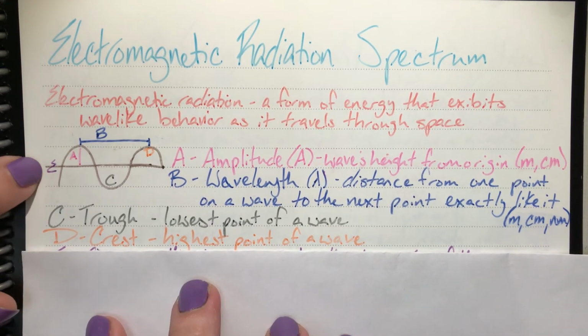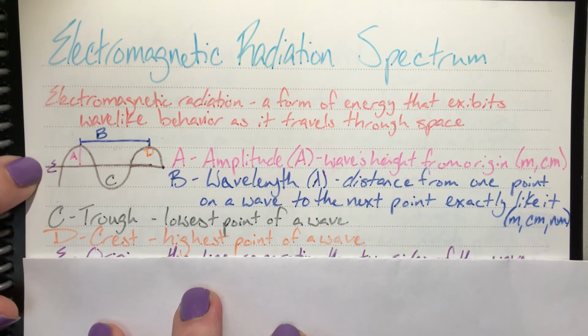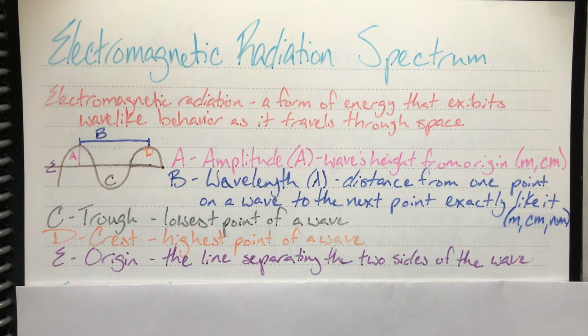Lastly, I have the label point E on the line, and that is going to be my origin. It is the line separating the two sides of the wave.